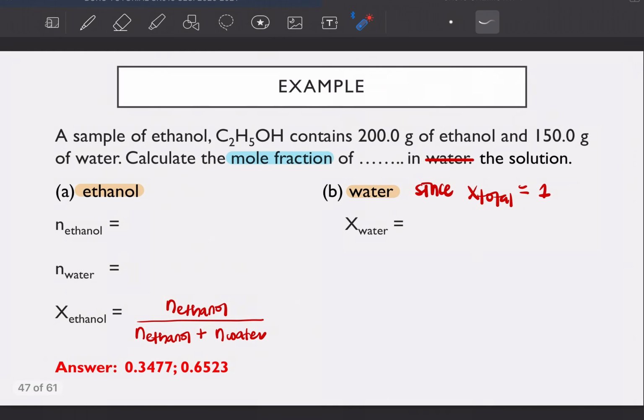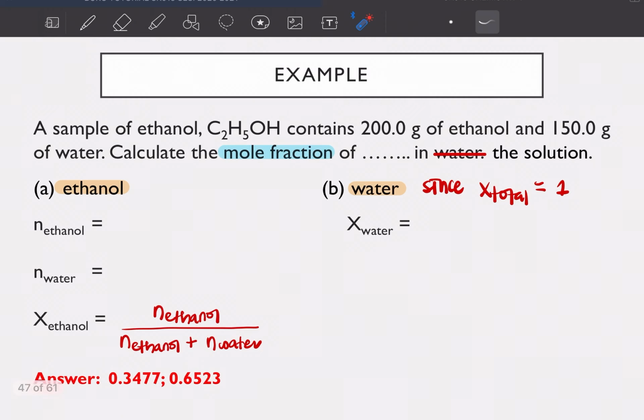Let's look at the example. Okay, the question says a sample of ethanol C2H5OH contains 200 grams of ethanol. Okay, this is the mass of your ethanol lah. And then 150 grams of water. So this is mass of water. So calculate the mole fraction. So mole fraction maksudnya X of apa? Dia nak ethanol. Mole fraction of ethanol in the solution, and mole fraction of water in the solution.